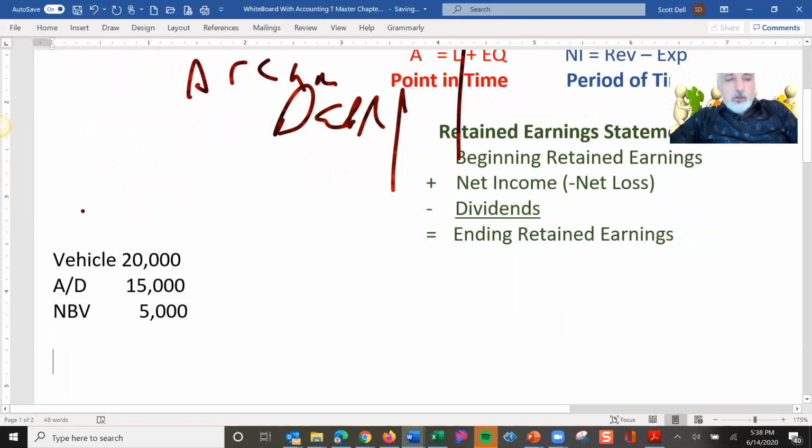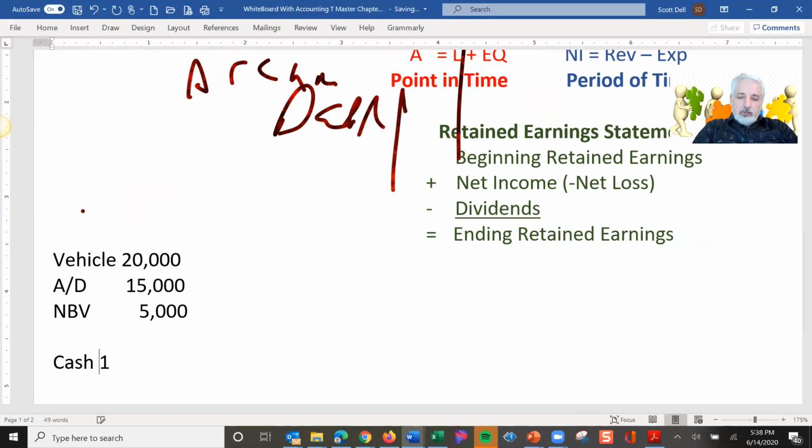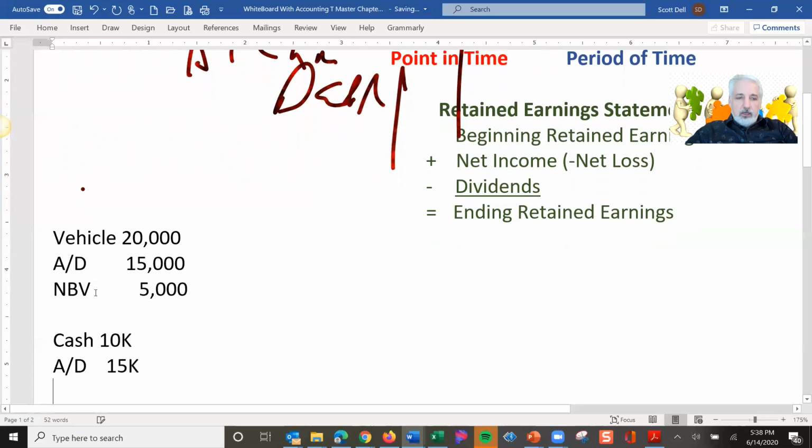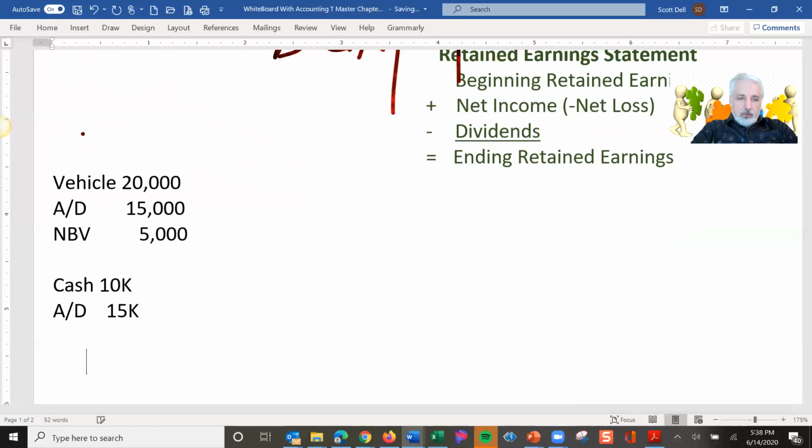Now I sell this vehicle for $10,000. The cash, $10,000. I need to clear a couple of things. I need to clear my accumulated depreciation. So I've got a credit balance, so I'm going to clear my accumulated depreciation for $15,000. That's no longer going to be there. And I'm going to clear the asset. I'll credit the asset, which is still on the books, of $20,000. I'm going to take it off the books.